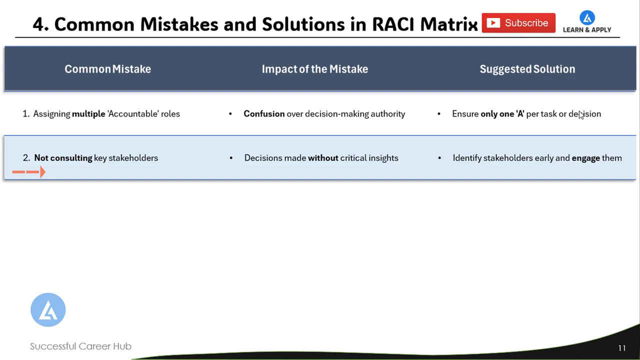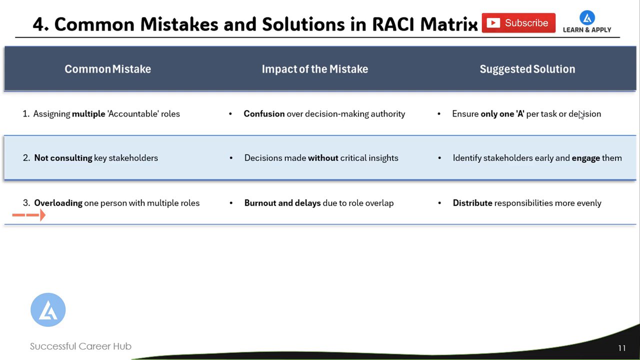The second mistake is not consulting with key stakeholders. The impact is decisions made without critical insights. To avoid this mistake, we need to identify key stakeholders early and engage them. The third common mistake that you can see is overlapping, one person with multiple roles. This results in burnout and delays due to the role overlap. To avoid this mistake, we can distribute responsibilities more evenly so that everyone is equally loaded.